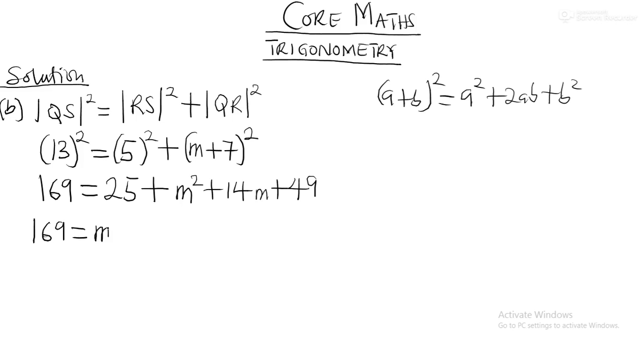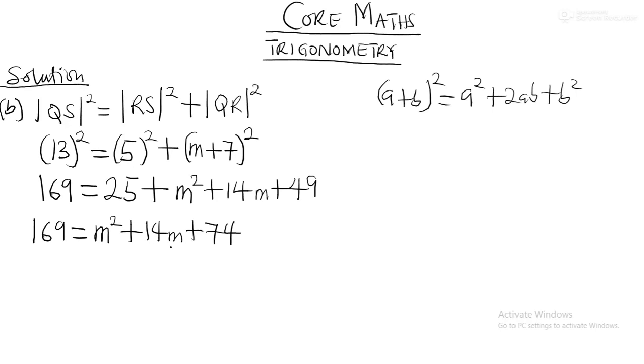74. So we are going to have m squared plus 14m plus 74, okay? So now you realize that the equation we have here is in the form of a quadratic equation, because the highest degree of m is 2, and then we have the m term here, and this is our constant. So when we send the 169 to this side, we'll get our equation as m squared plus 14m.